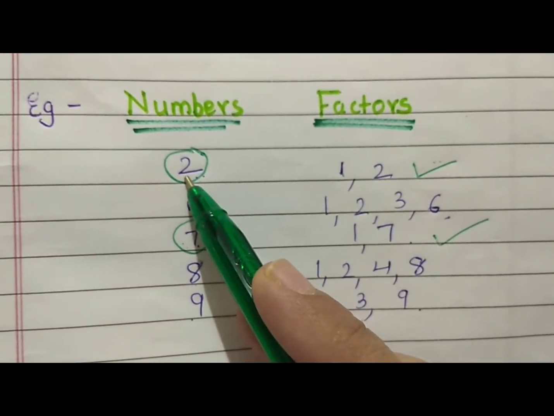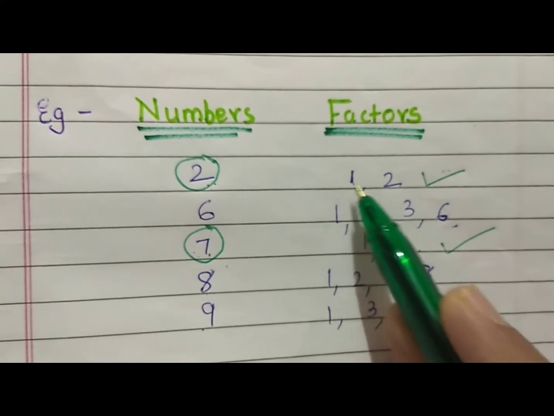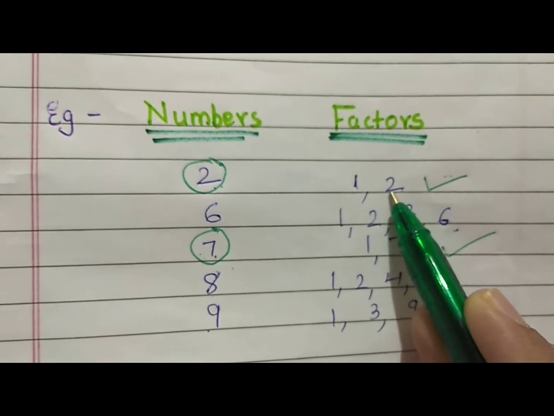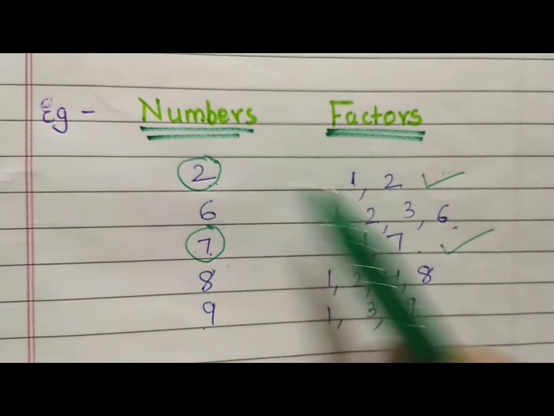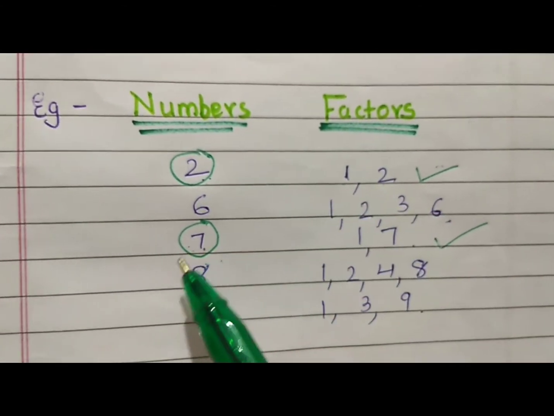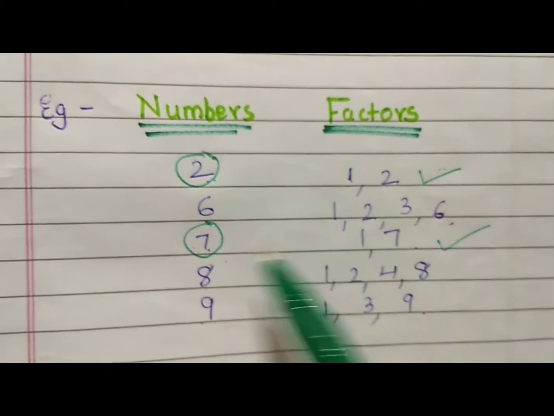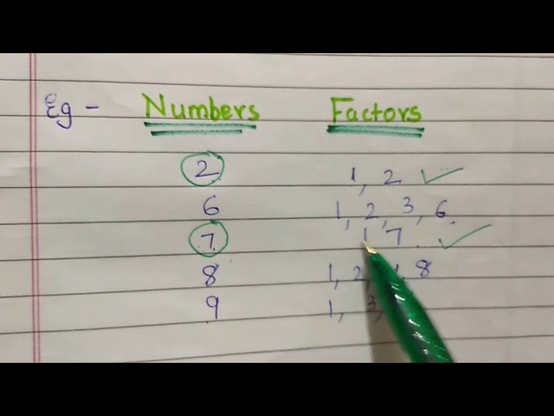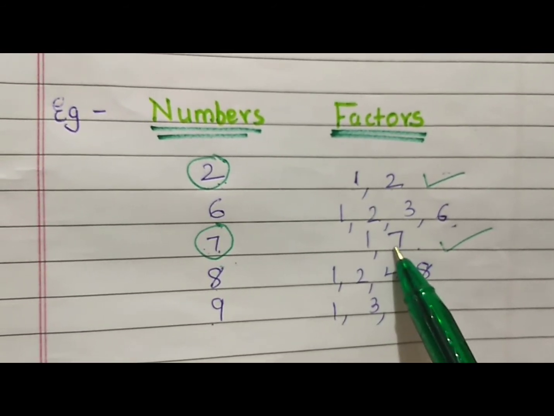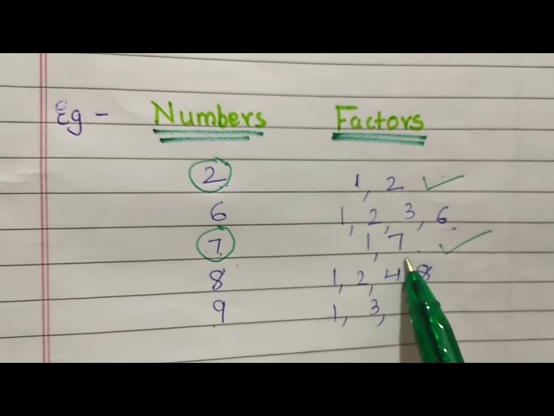Here the number 2 is divisible by 1 and the number itself. So that means this is a prime number. Same goes for number 7. The number 7 is divisible by 1 and 7. That means the number itself. So 7 is a prime number.